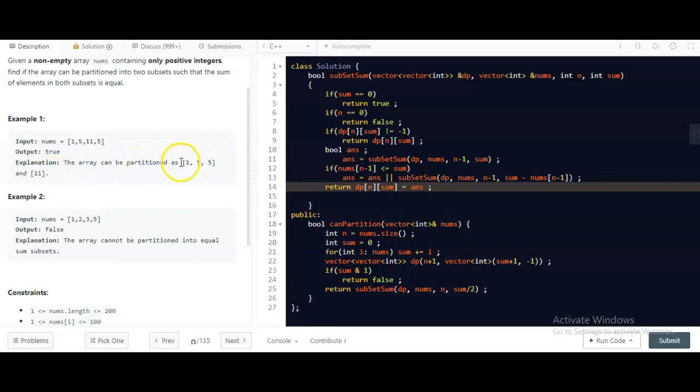subsets such that the sum of both subsets is the same, right? In this case, we have one subset as 1, 5, 5, which sums to 11, and the second is 11. They have the same sum, so we return true. In the next example, we cannot find any such subsets with equal sum. So now let us solve the question.